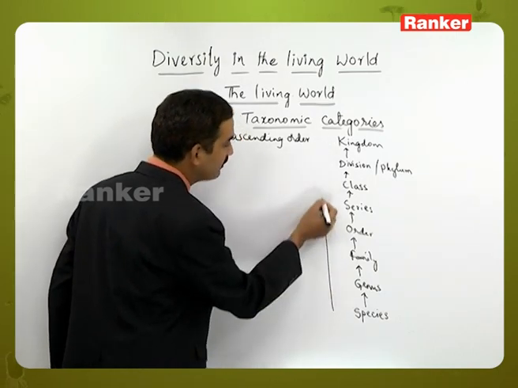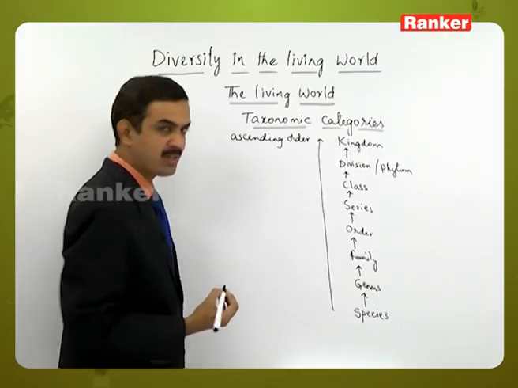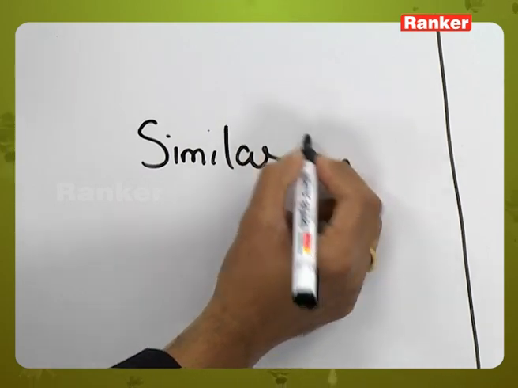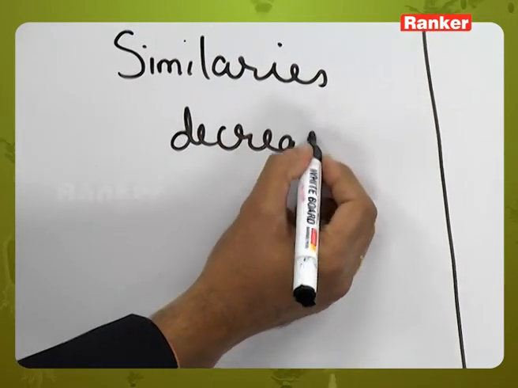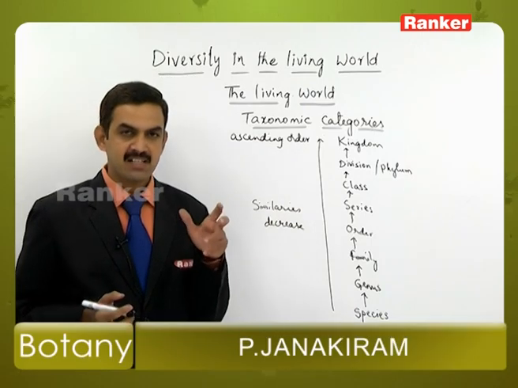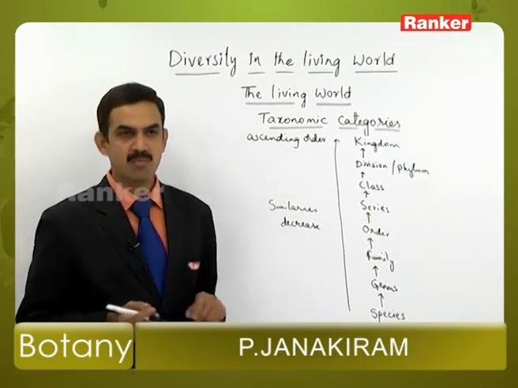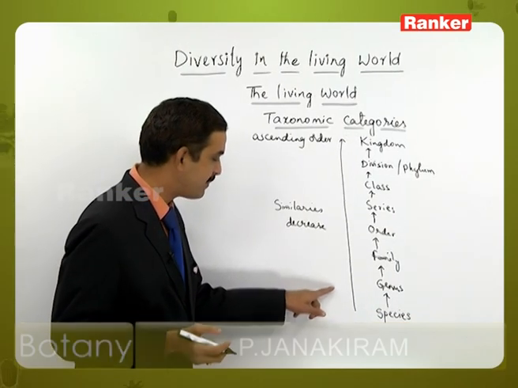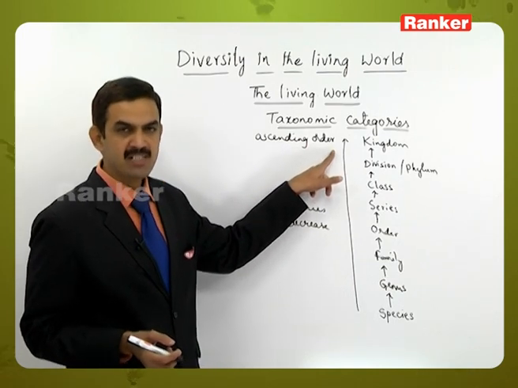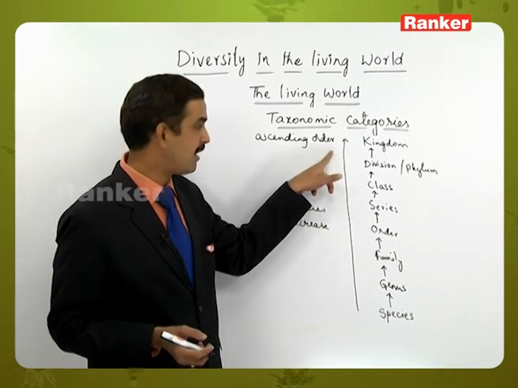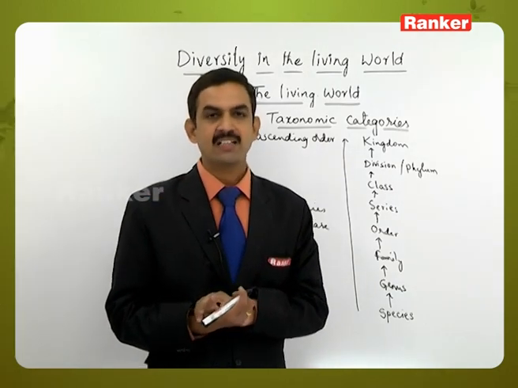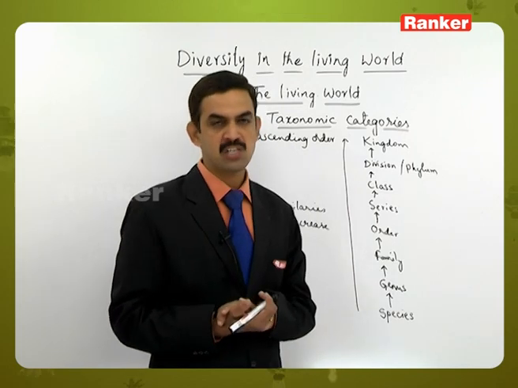When we are ascending in this hierarchy, what happens to the similarities? The similarities will decrease in the ascending order. So when we try to find the similarities, it is very difficult, because the number of similarities will be gradually decreasing from the species to kingdom. That means more differences are observed in the ascending order. This is the way the taxonomic categories have been kept in hierarchical order from species to the kingdom.